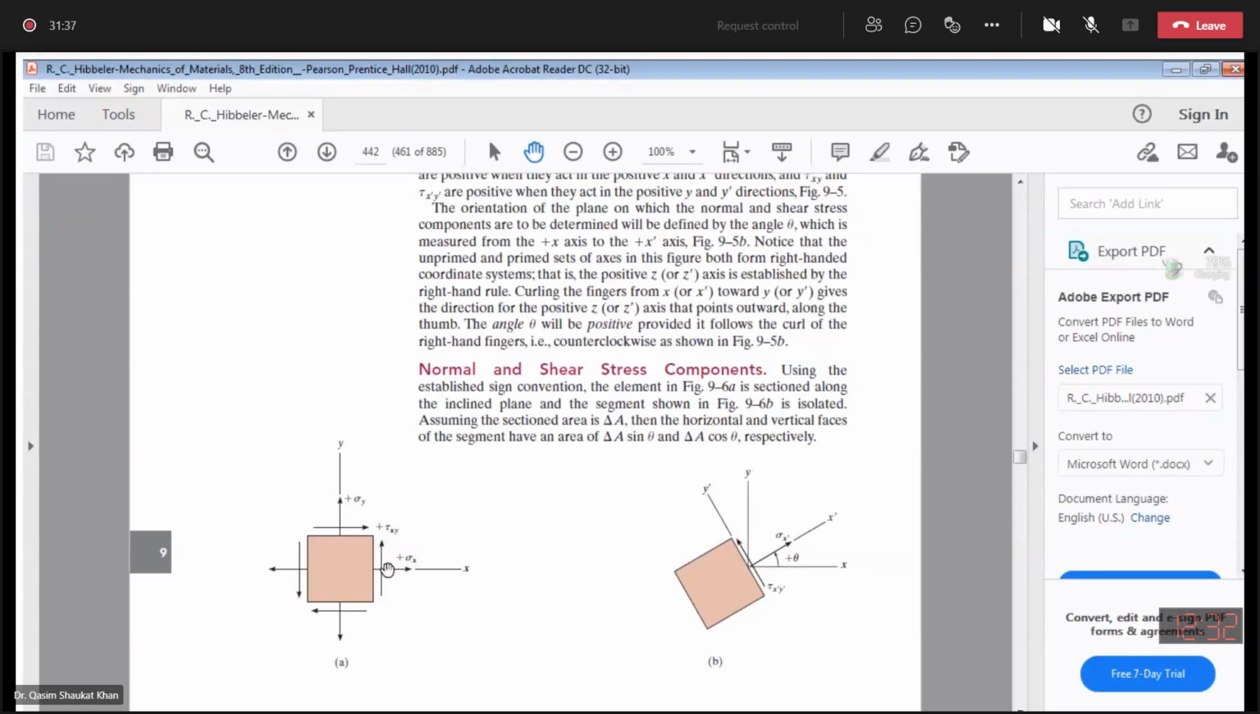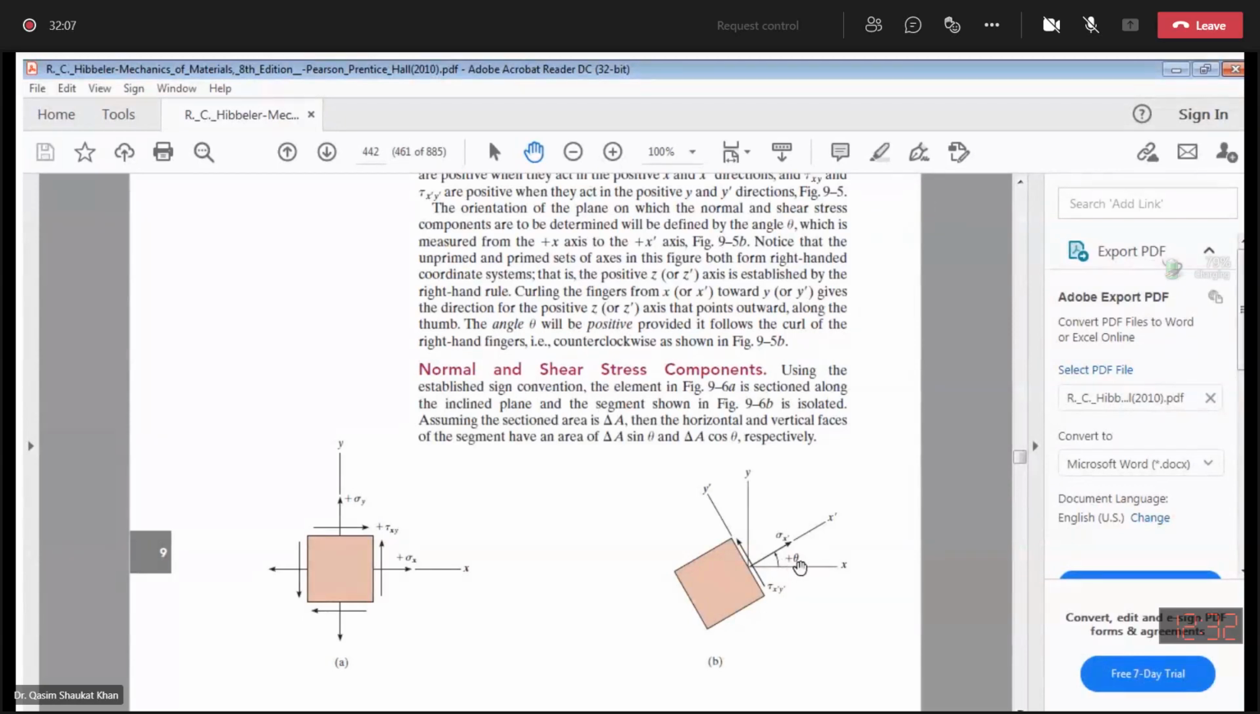The plane stress state which is shown over here is given to me, that is along regular x and y axis. Now I need to calculate the transformed normal stresses about x dash and y dash axis. Your x dash axis is oriented at an angle theta with respect to x axis, and you can see this theta is shown as positive because this is counterclockwise.